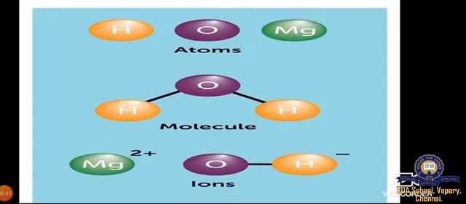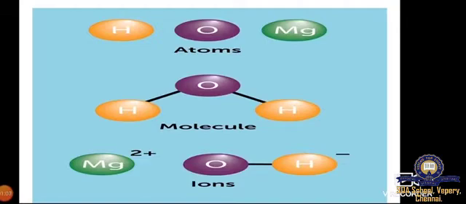First, we have to know what is atom, molecule and ions. In this picture, the first heading is atom. Here we have three different atoms. H represents hydrogen, O represents oxygen and Mg represents magnesium. These are the three different atoms.